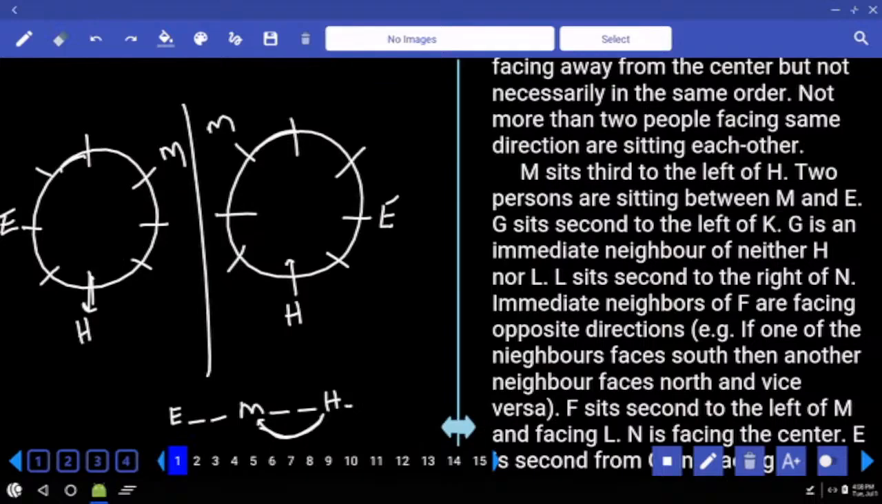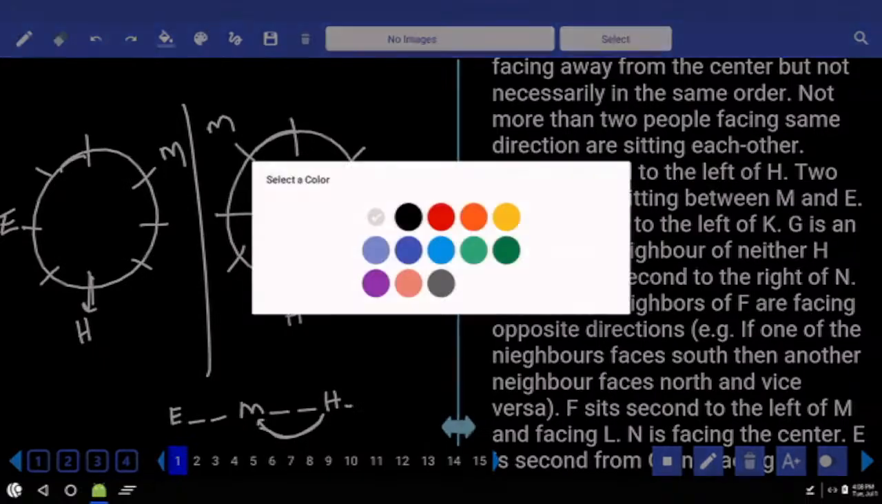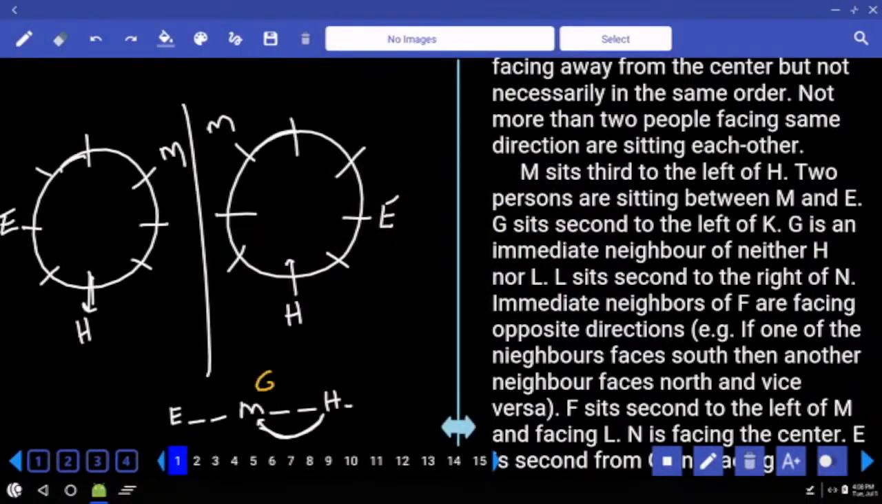Next one, G is an immediate neighbor of neither H nor L. G is not adjacent to these 2 persons, H as well as L. And L sits second to the right of N. Where is this L? L is seated second to the right of N.